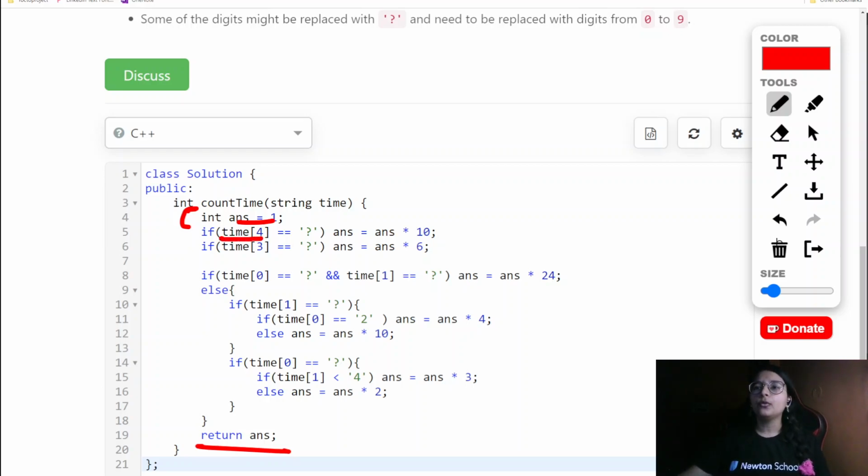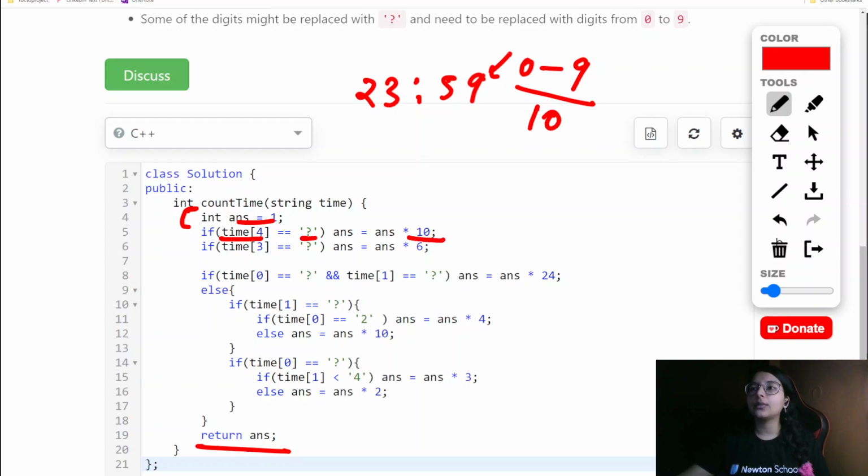So for time of 4, basically the last digit, if it is equal to question mark, we know that our format is still 23 and this is 59, right? So this can go from 0 to 9. So these are basically 10 digits. So that's why we are multiplying with 10. Now on this part, here you can see that it is going till 5. So it will go from 0 to 5. So that's why here we will be multiplying by 6. So that's the thing here.